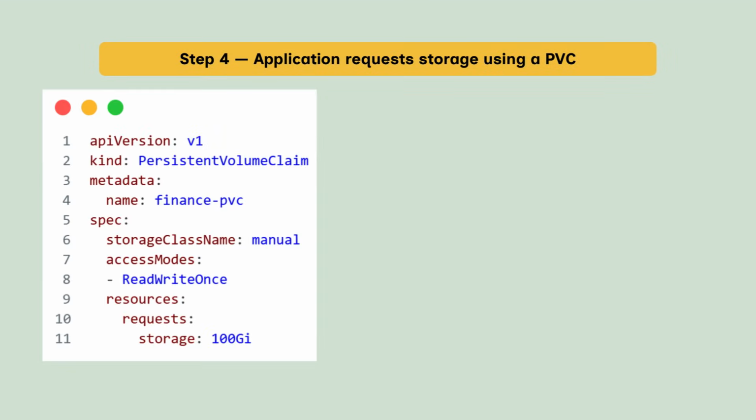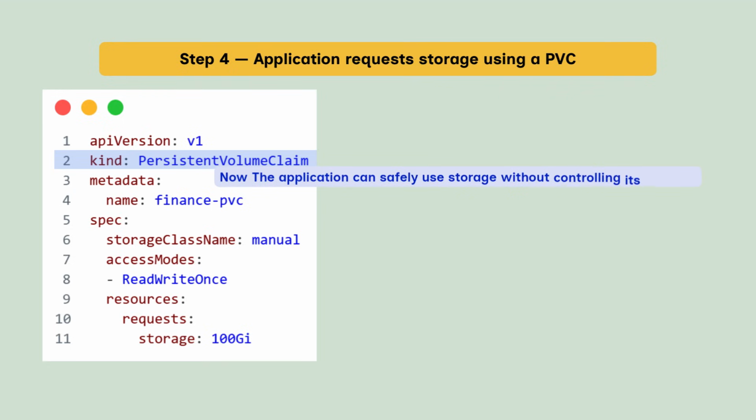Next, the application requests storage using a PersistentVolumeClaim. The application still uses the PVC, but cleanup is controlled by admins. Now the application can safely use storage without controlling its life cycle.